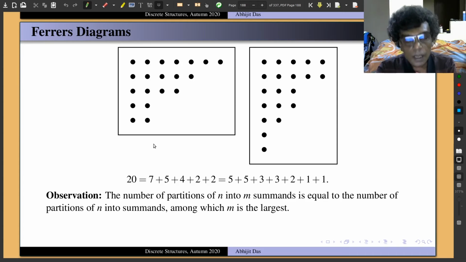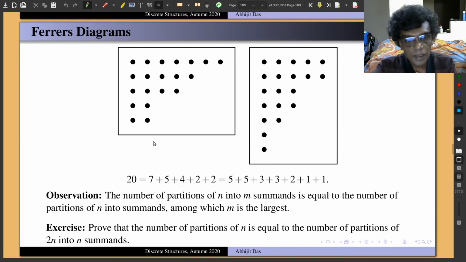And I give you an exercise related to this. You can use Ferrers diagram. Prove that the number of partitions of n is equal to the number of partitions of 2n into n summands. Not a difficult thing, but I am leaving this to you as an exercise.